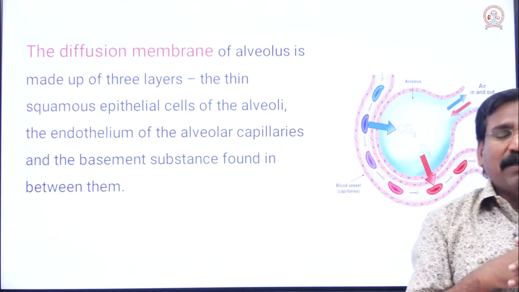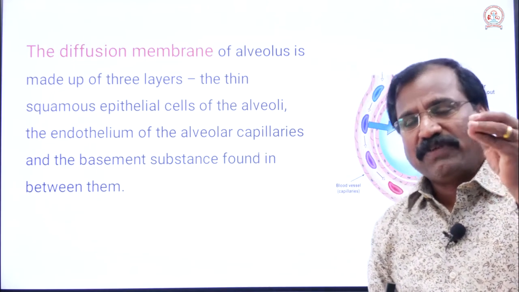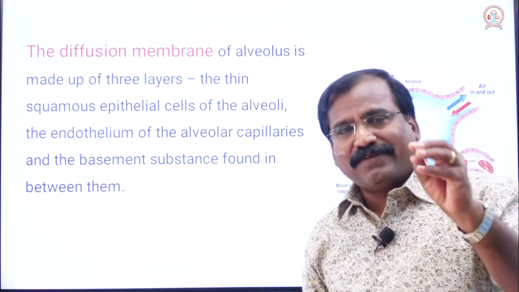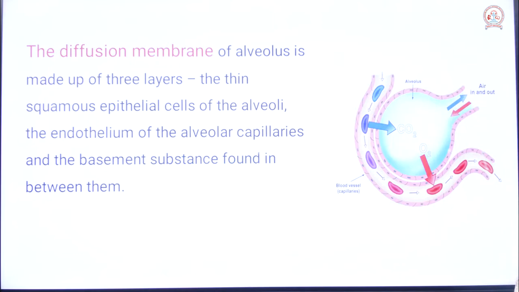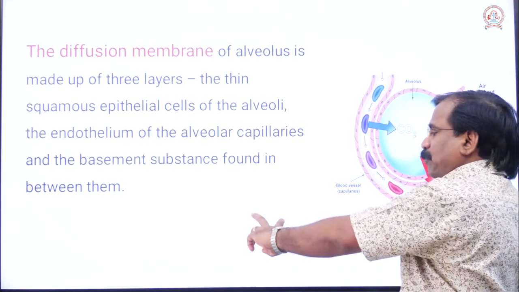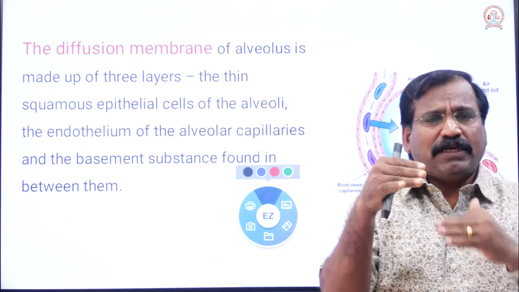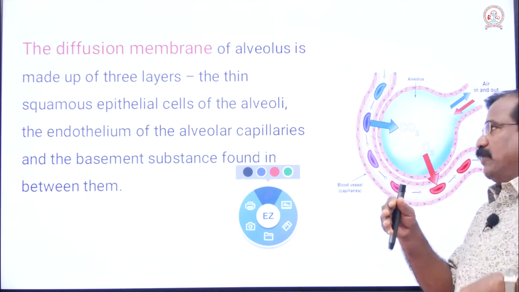Alveoli, you know, that is the actual site, it's meant for gaseous exchange. It is the respiratory zone. That is where the actual exchange of the gases takes place. Sir, how does gaseous exchange take place across the diffusion membrane? It is diffusion: higher concentration to lower concentration, respiratory gases diffuse.